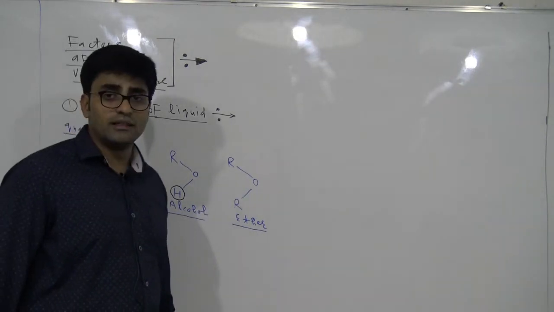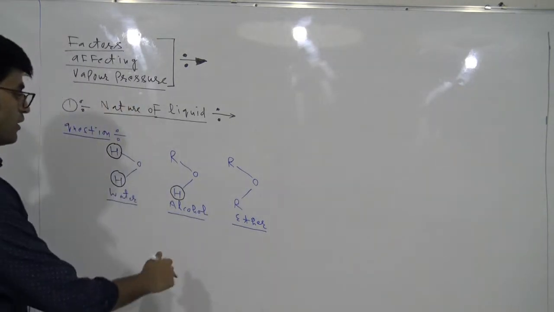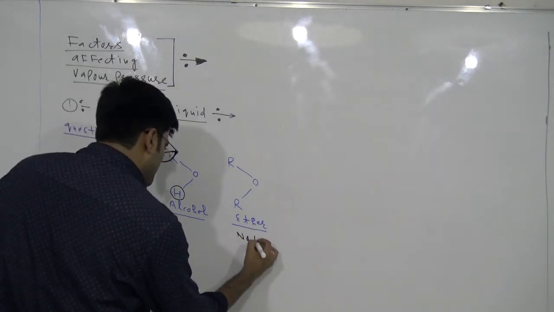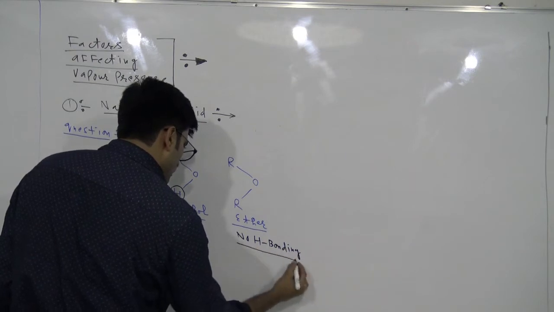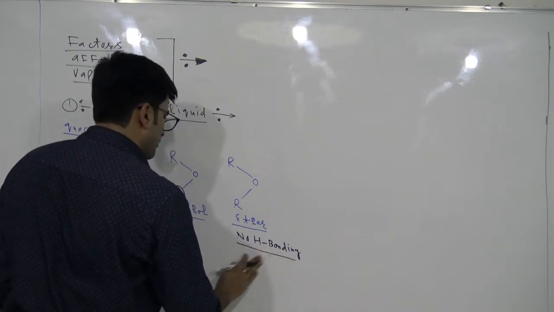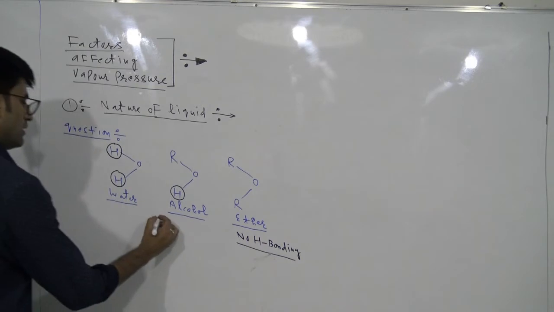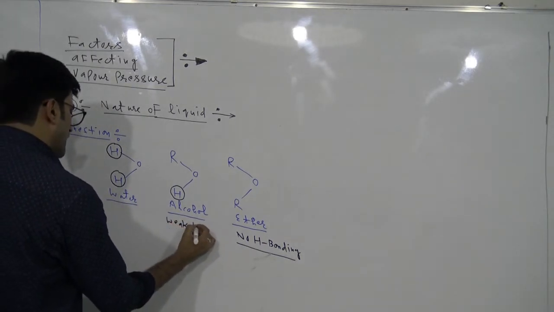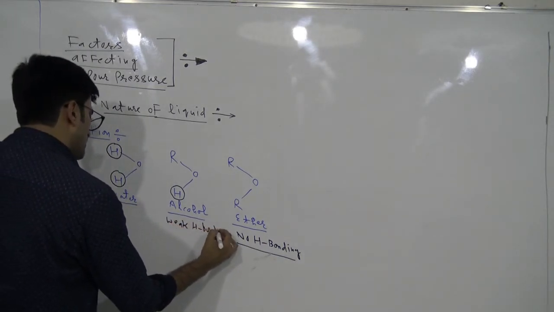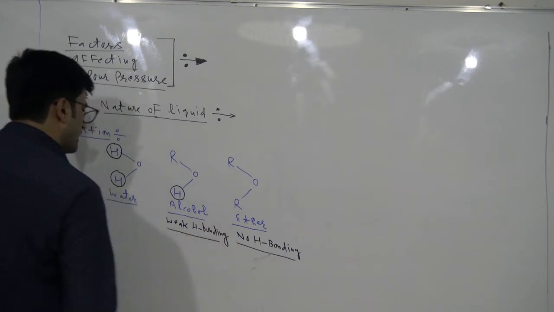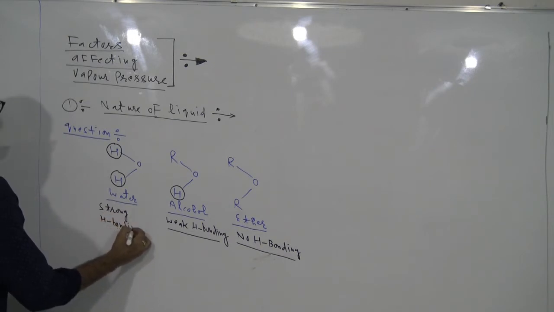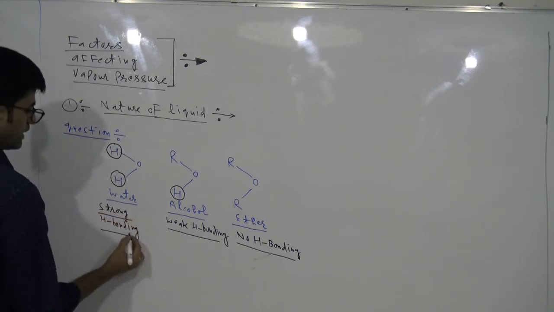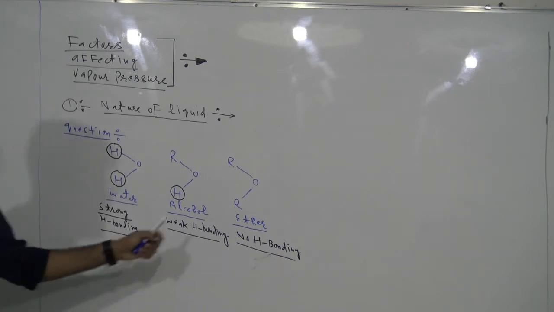What about ether? In ether, hydrogen bonding is not possible. No H bonding. Here, weak hydrogen bonding, I can say that. And here what kind of H bonding? Strong hydrogen bonding. What kind of hydrogen bonding here? Here hydrogen bonding is strong.